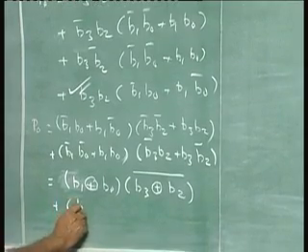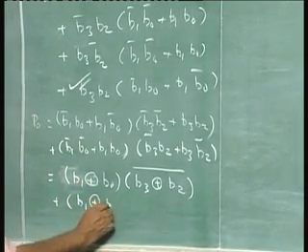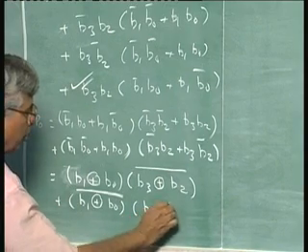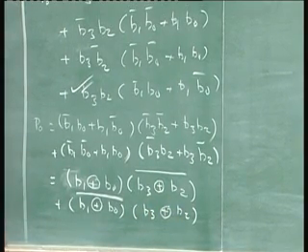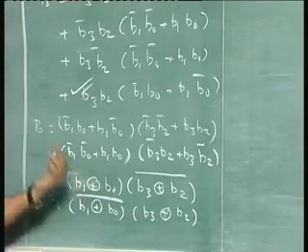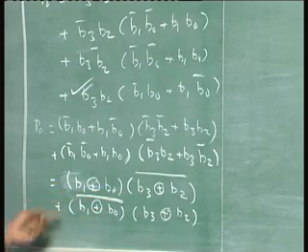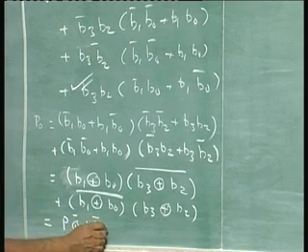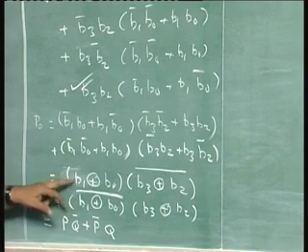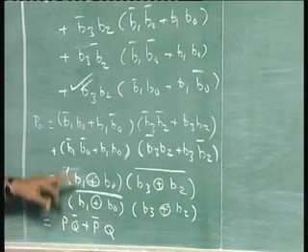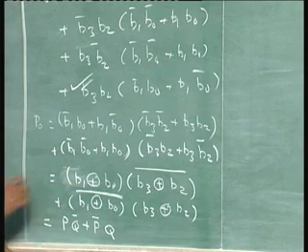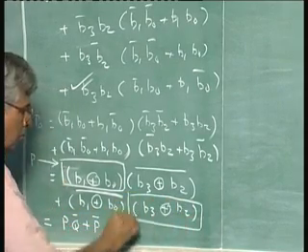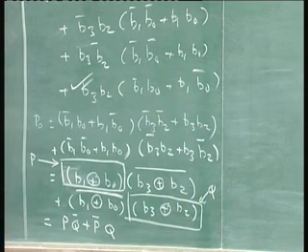Or B1 exclusive OR B0 bar for this term. This is B3 exclusive OR B2. Now, if you call this B1 exclusive OR B0 as another P, this is Q, same as P Q bar or P bar Q, where P is B1 exclusive OR B0, Q is B3 exclusive OR B2, right? P is this, and Q is this. Just identify them, just for sake of identification.